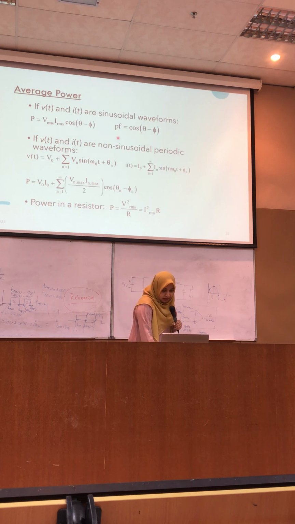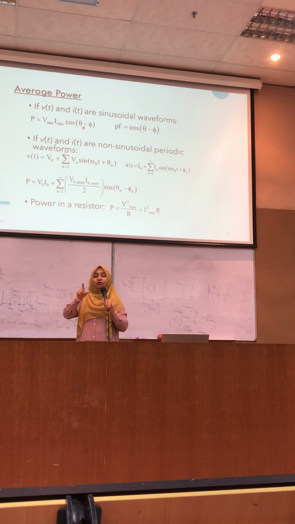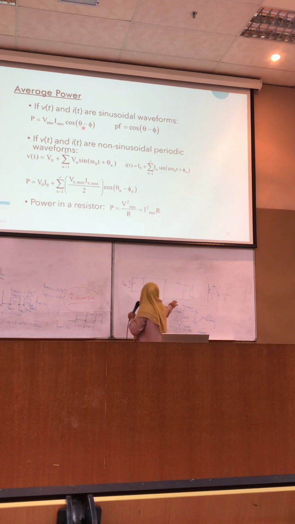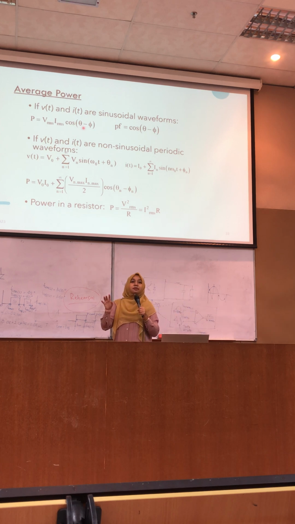Right, and then, if let's say that your voltage and current are sinusoidal, you can use this power equation. P will be equals to V multiplied by I multiplied by cos theta, or phi. That cos is defined as power factor. So if your voltage and current are in phase, your load here must be a resistive load, so your power factor will be equals to 1, which is unity power factor.